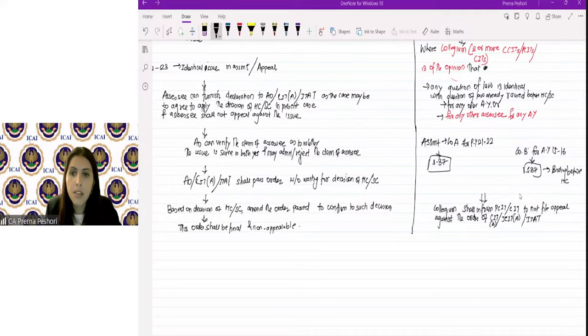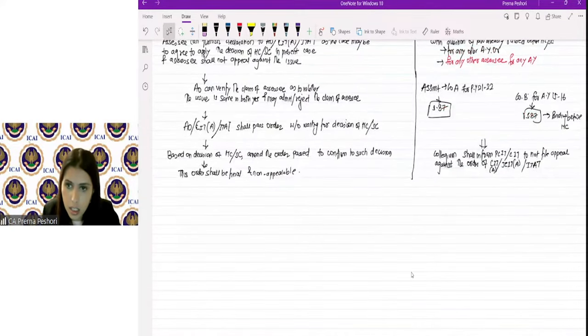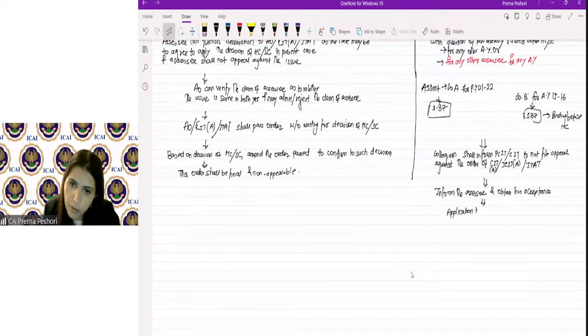So, inform the assessee and obtain his acceptance. Okay. And then the application is to be filed.